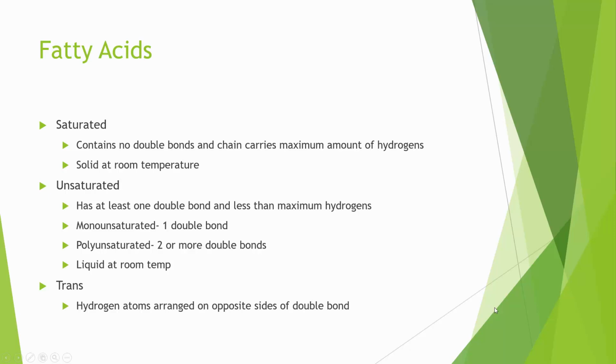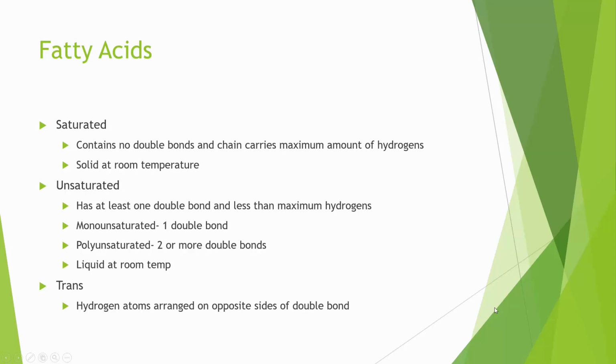Unsaturated then is going to have at least 1 double bond, so it doesn't have the maximum amount of hydrogens. There are 2 major types to look at. Monounsaturated, which you may have heard of, has 1 double bond, and polyunsaturated has 2 or more double bonds. These tend to be more liquid at room temperature. So things like our olive oils and other vegetable oils tend to be more of that unsaturated.